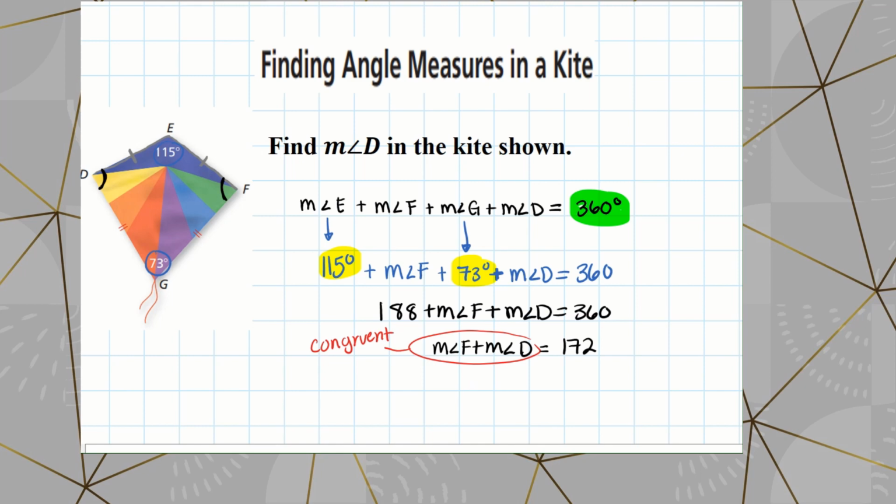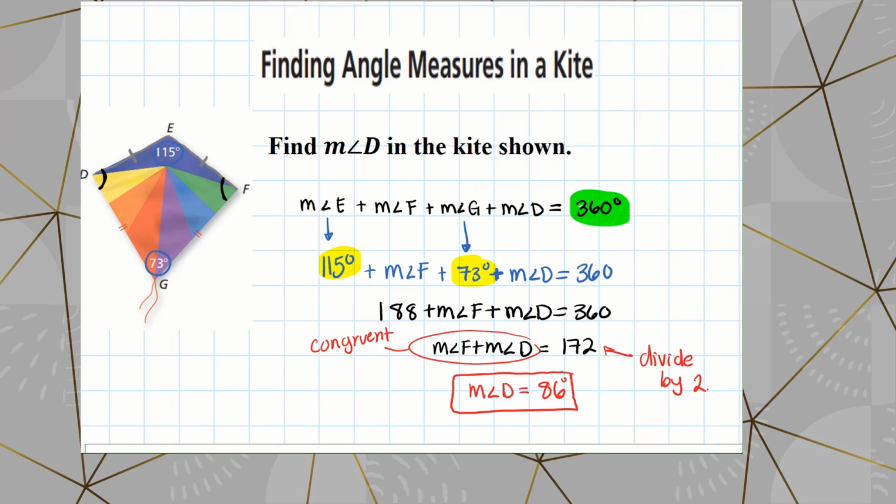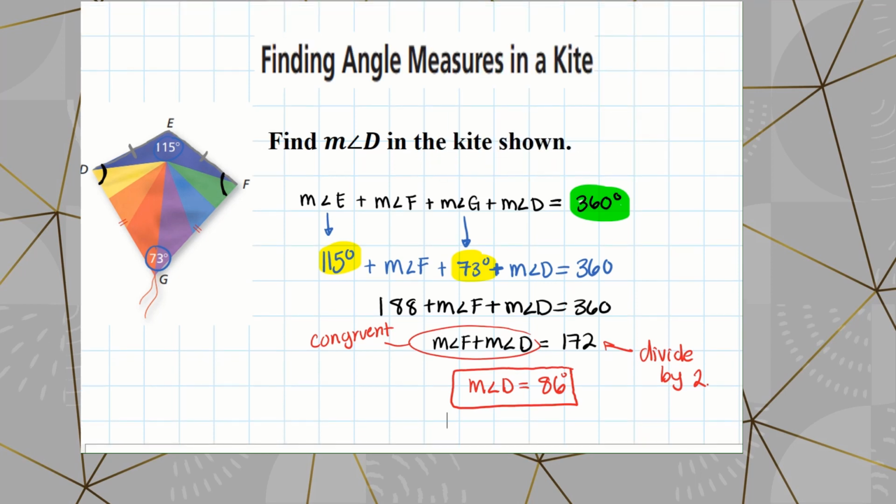But we do know, as we labeled in our diagram, that these two angles are congruent by that theorem that we stated earlier. So if they both measure the same thing, all we need to do is divide their sum by 2, since they have the same measurement. So we're going to take half of it, and that will give you a measurement of 86. So this is how you would find the measurement of one of the angles that's missing.